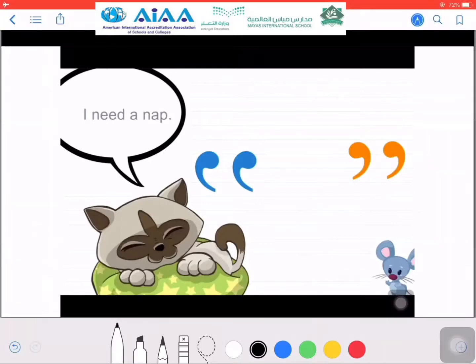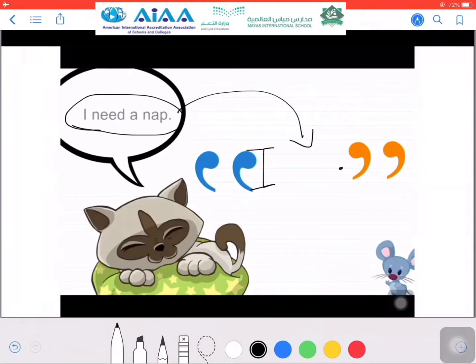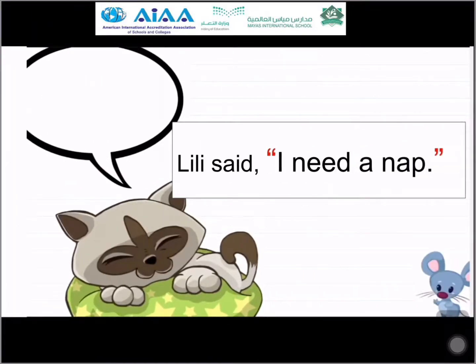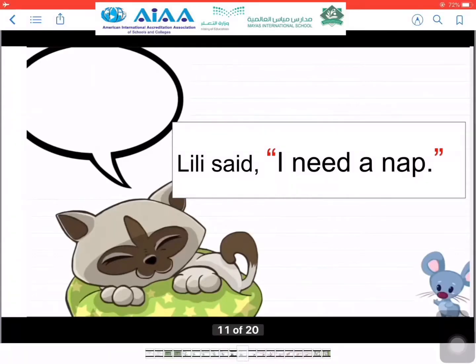What you have to do is to take the sentence as it is and put it inside. Remember, the sentence should start with a capital letter and end with any punctuation mark: a dot, period, question mark if it's a question, exclamation mark if it's an exclamatory sentence. Lily said, "I need a nap." As you can see here, I need a nap.